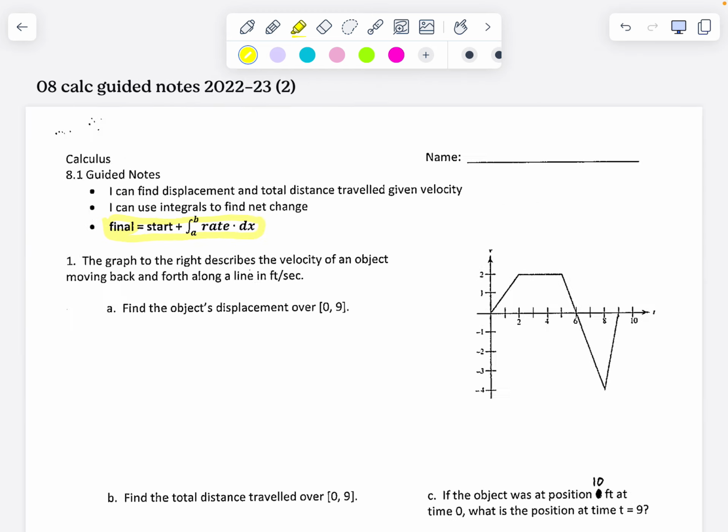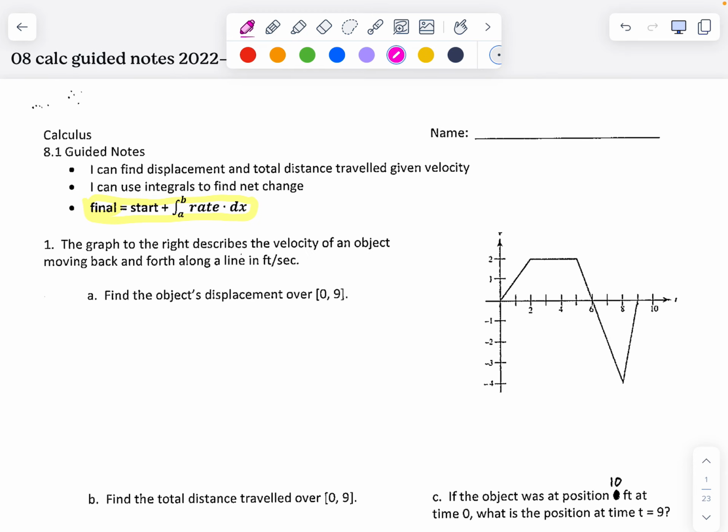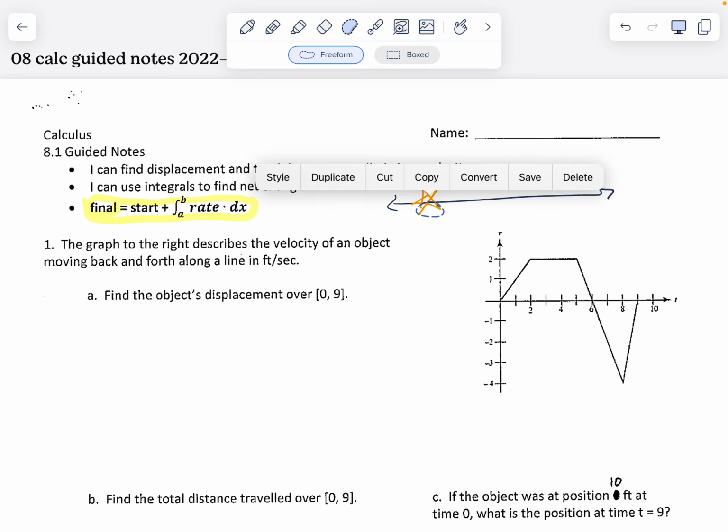Okay, so we are talking about objects that are traveling along a number line. So here's my number line, and I'm going to put an object. Here's my object. And as my object is traveling along the number line, it's going left and right, right? So the object has a velocity. The velocity is how fast it's moving. When the velocity is positive, it's moving forward. When the velocity is negative, it's moving backwards.